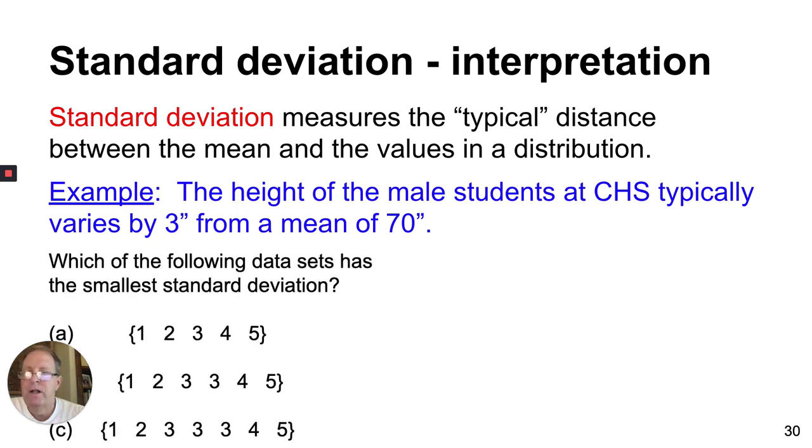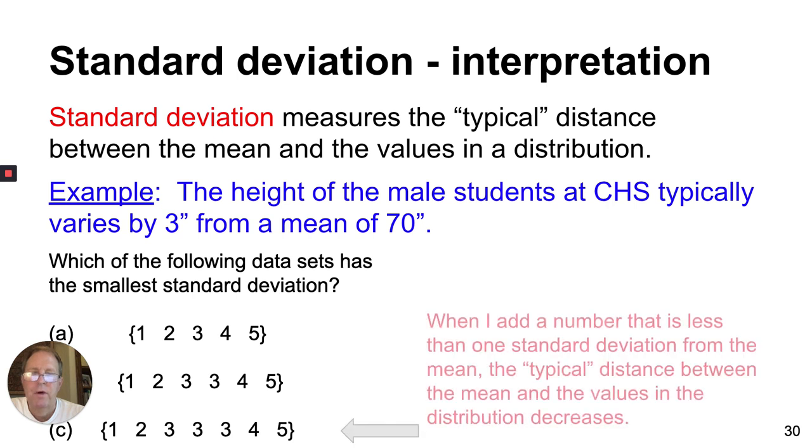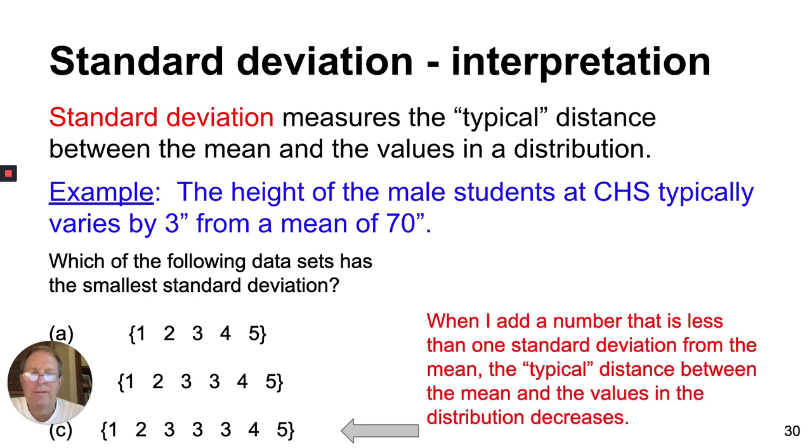Which of the following data sets has the smallest standard deviation, A, B, or C? You can see that these distributions are pretty similar. They just have an increasing number of 3's. Which has the smallest standard deviation? Well, when I add a number that is less than 1 standard deviation from the mean, the typical distance between the mean and the values of the distribution decreases. So C has the smallest standard deviation.